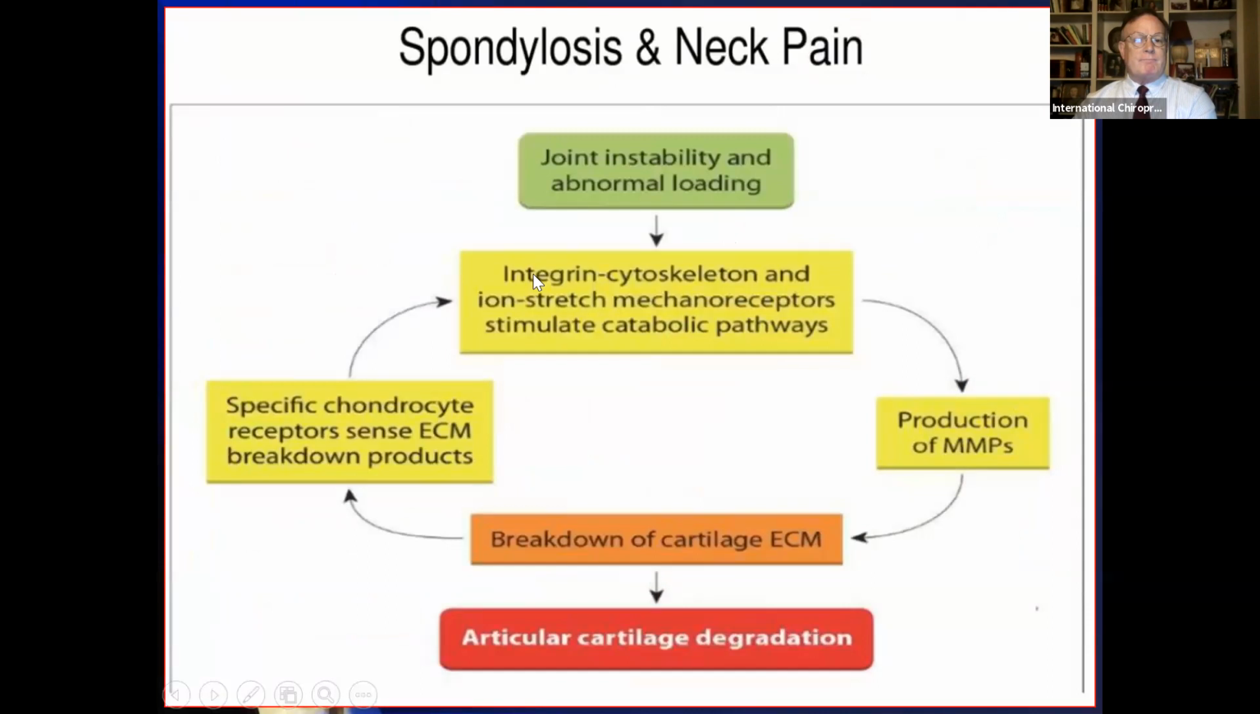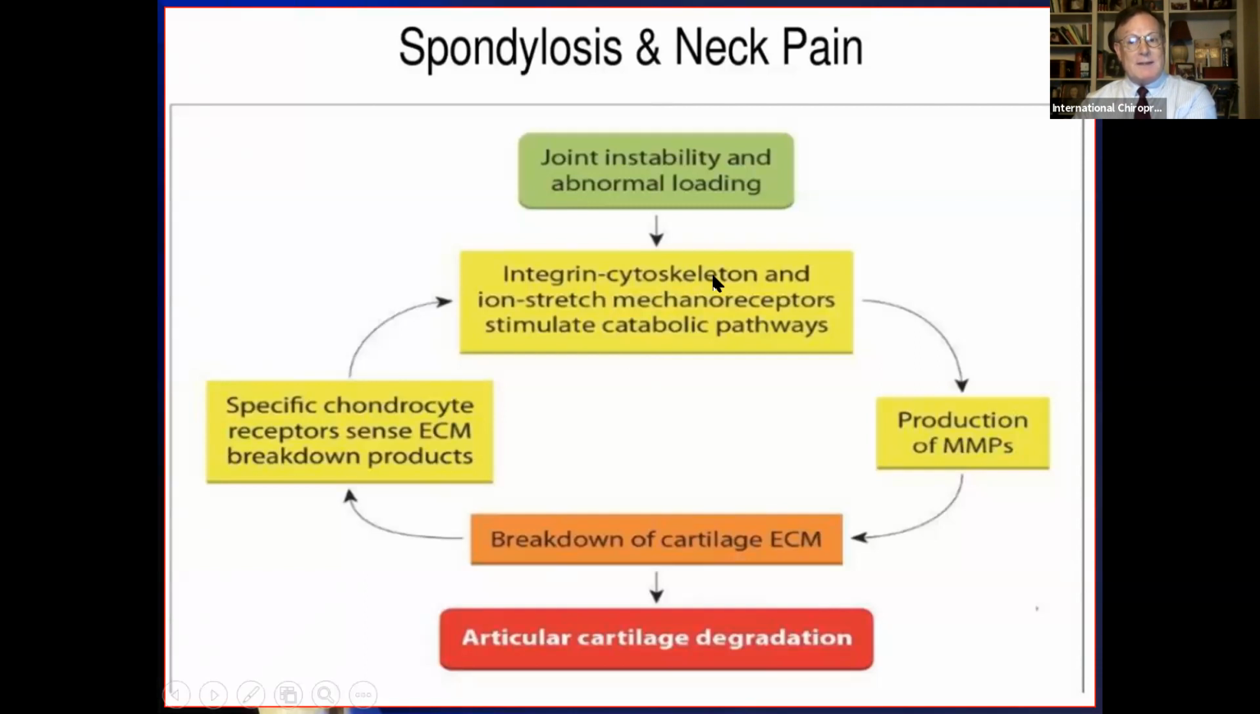So the integrin cytoskeleton and mechanoreceptors stimulate catabolic pathways. This is within the cell. So even though you think about our skin surface, underneath that is the interstitial space, and then you go through the muscle into the periosteum of the bone and the collagen around the ligament structures, and you keep going deep, deep, deep. Eventually, you're intracellular. So the cytoskeleton, or the microtubules of each cell, is its skeletal structure.